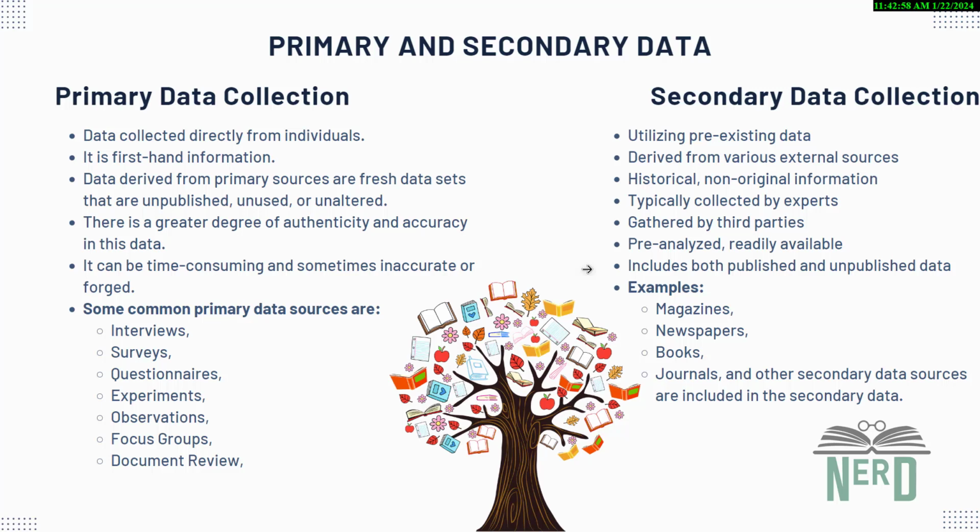Or you could ask a bunch of people to fill out a questionnaire about their favorite ice cream. This data is super direct and usually accurate. But it can take a lot of time and effort to collect, and sometimes people might not give you the whole truth, right? So, in the secondary data, what happens?